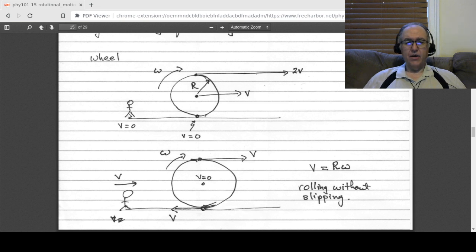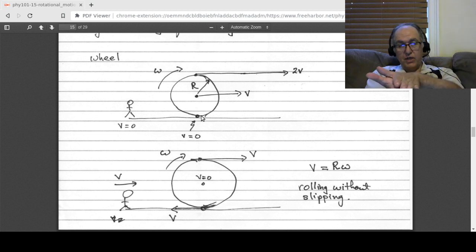If you're standing here on the ground, and this huge wheel rolls by you, and as it rolls by, it's not slipping. What would you see if you looked at different points on the wheel? Well, if you looked at the point of the wheel where it touches the ground, you would actually see that the wheel at that point has zero velocity. That sounds shocking the first time you hear it. But think about it this way. Think about the tires of your car.